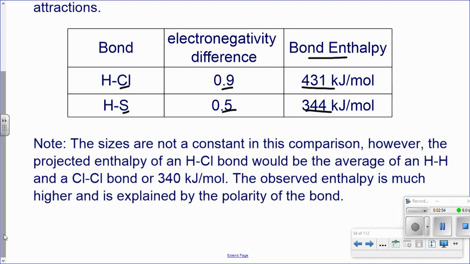So notice I already mentioned this, the sizes are not constant in this comparison. However, the projected enthalpy of the HCl bond would be the average of the H-H and the Cl-Cl bond. So you've got to read into that just a little bit.